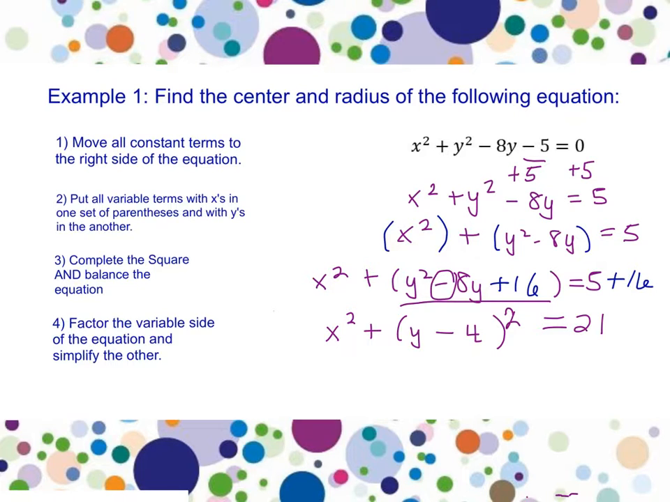This is now in center radius form. So you could now tell me the center and the radius of this circle. We know the center is going to be at (0, 4), because x squared is like saying (x minus 0) squared. And then y minus 4, we said this is our k value, so we get 4 for the y value of our center. And then our radius is going to be the square root of 21. So we take the square root of the number that it's equal to.